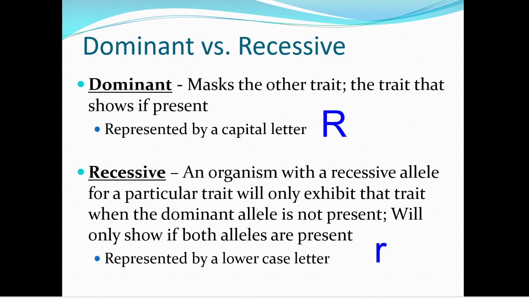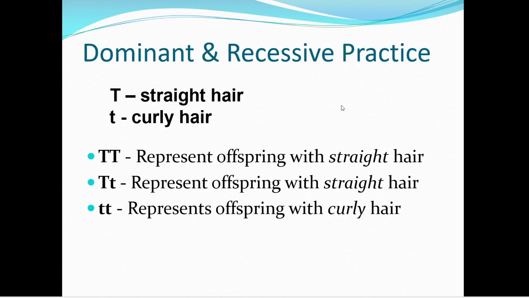An organism with a recessive allele for a particular trait will only exhibit that trait when the dominant allele is not present. So if we don't have an uppercase, then we'll see the trait with the recessive. And we'll only show it when both alleles are present, which means both of the alleles are recessive, and it is represented by a lowercase letter. Okay? So here's some examples.